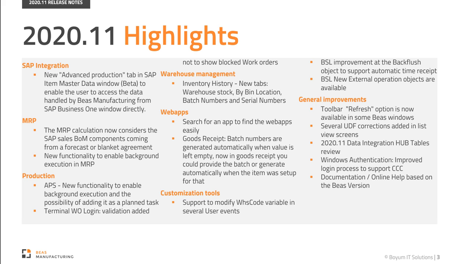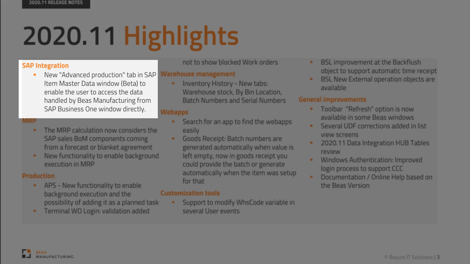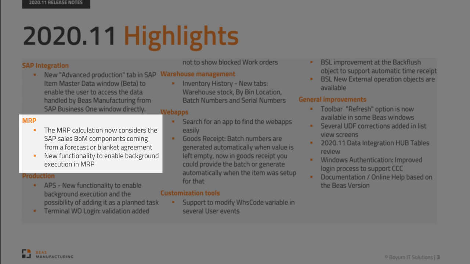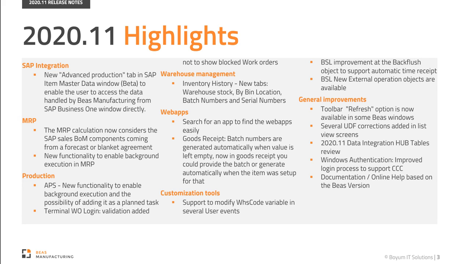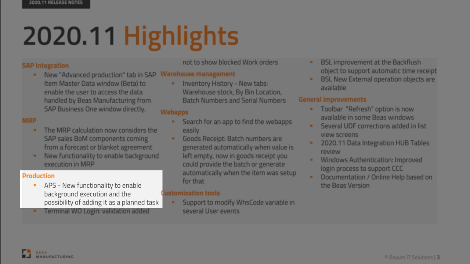Before going into details, let's go through the highlights. We are introducing a new tab named Advanced Production in the SAP Item Master Data window in our beta version, to enable the user to access the data handled by Beas Manufacturing from the SAP Business One window directly. The MRP calculation now considers the SAP sales BOM components coming from a forecast or blanket agreement, and we introduce a new functionality to enable background execution of MRP calculation. We are also introducing a background calculation for APS and the possibility of adding it as a planned task.